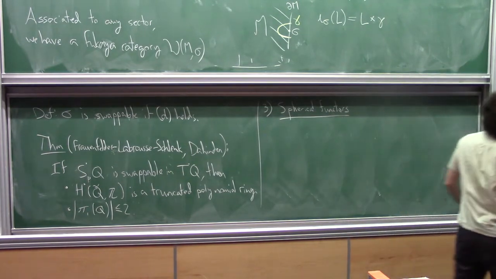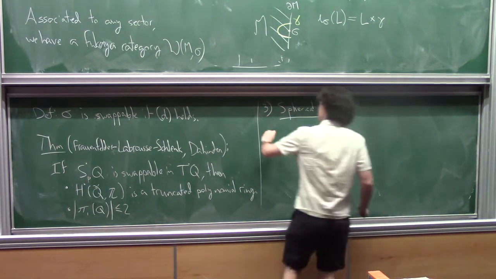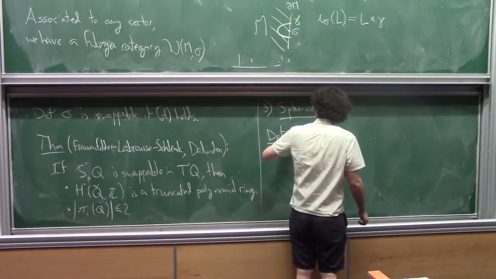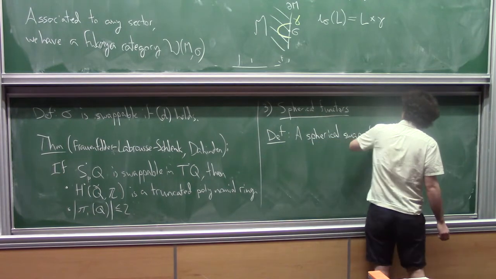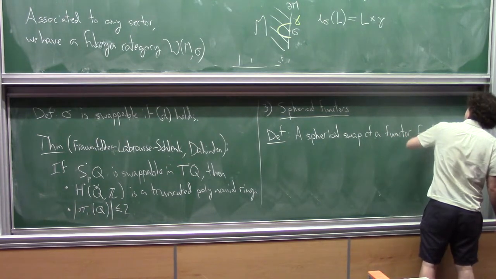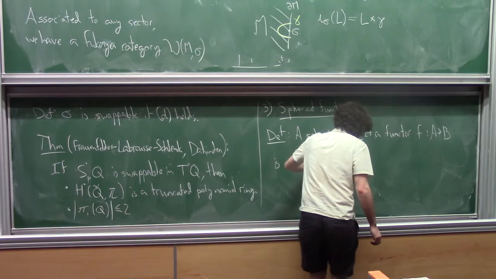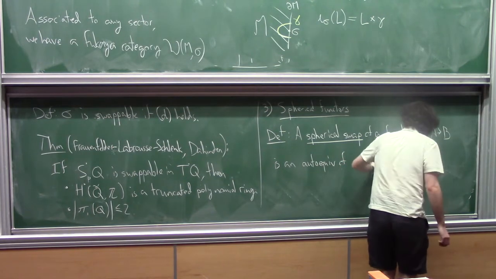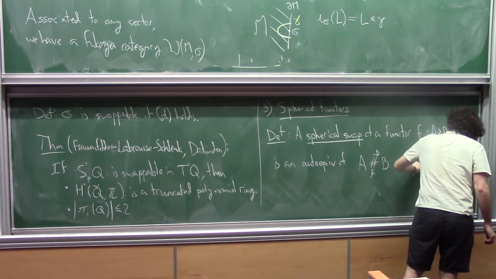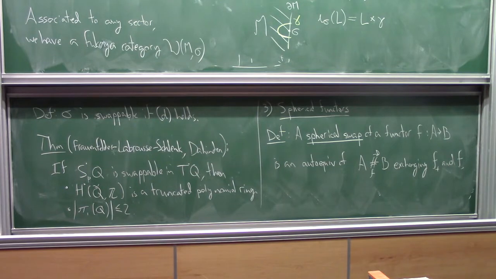So let me go and stare at this lemma and say there's an algebraic version of condition A. The definition: a spherical swap of a functor F from A to B is an autoequivalence of this category A, included along F to B, exchanging F plus and F minus, where F plus and F minus are defined algebraically like that.